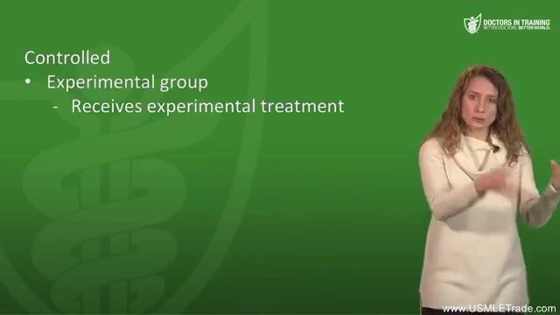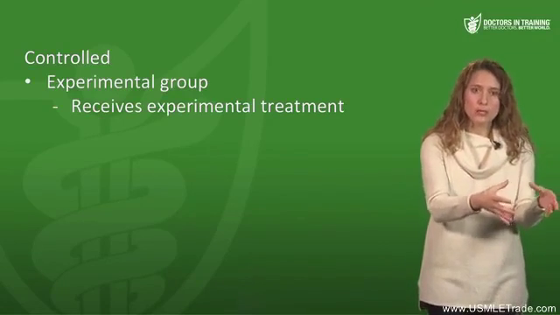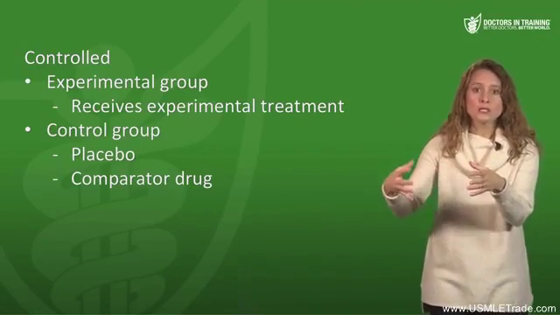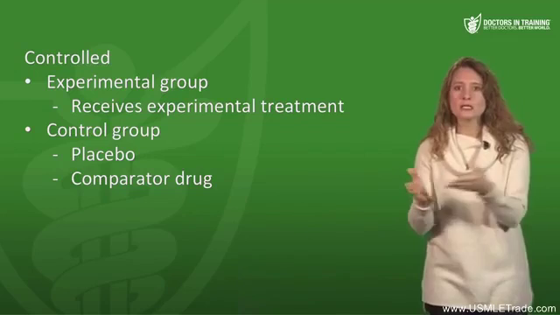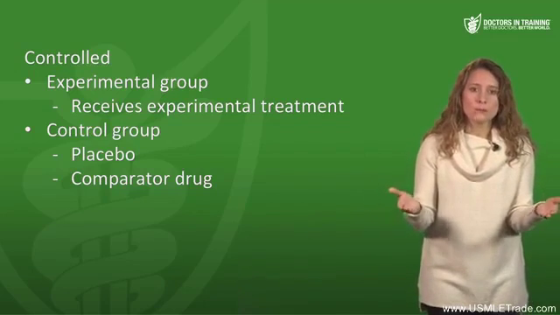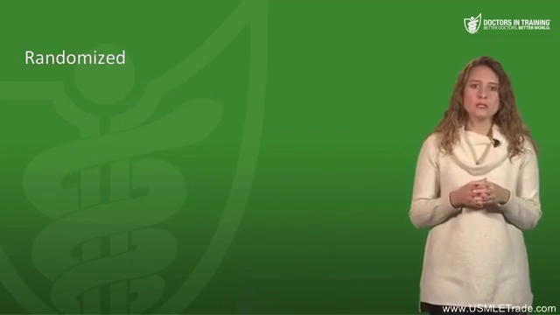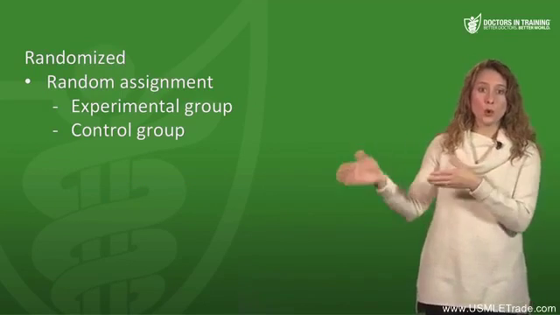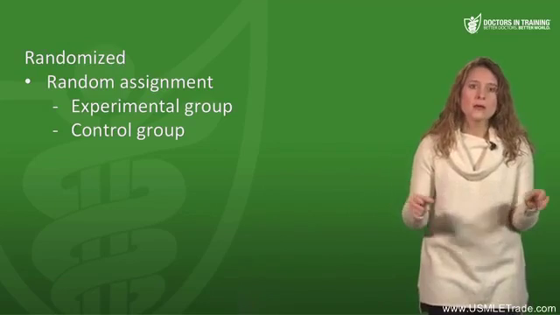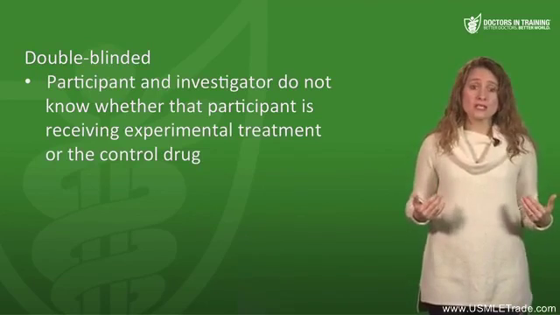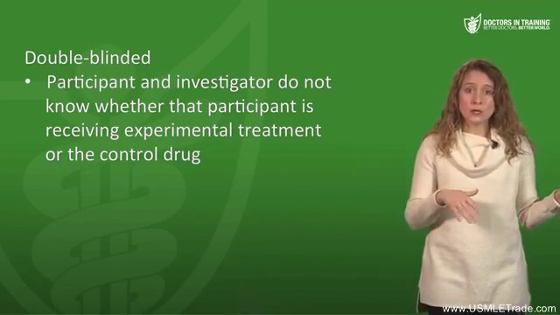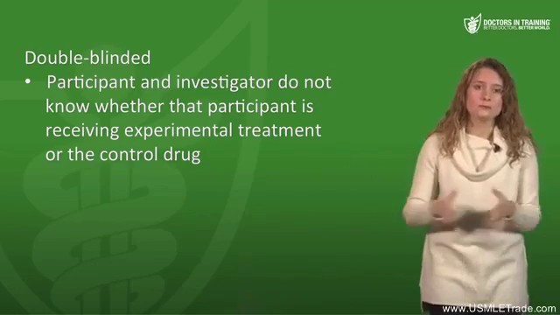One way is to make them controlled, randomized, and double-blinded. What does all that mean? Well, controlled means that there is not only an experimental group who receives the experimental treatment, but there's also a control group that gets either a placebo or a comparator drug that's well known. And in this way, the experimental group can be measured against another group that's receiving a known treatment. Now, randomized refers to the participants being randomly assigned to the experimental group or the control group, and this is to limit bias. Now, double-blinded means that the study design does not allow either the participant or the investigator to know whether that participant is receiving experimental treatment or the control drug or placebo.